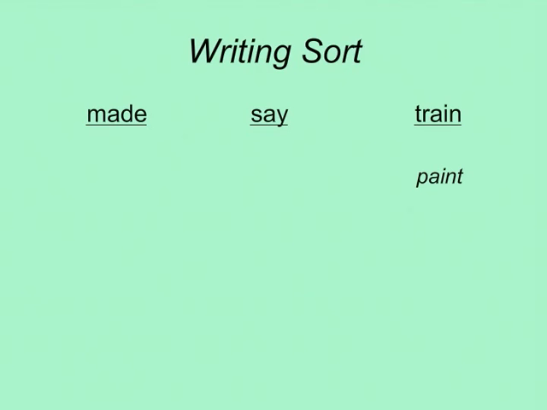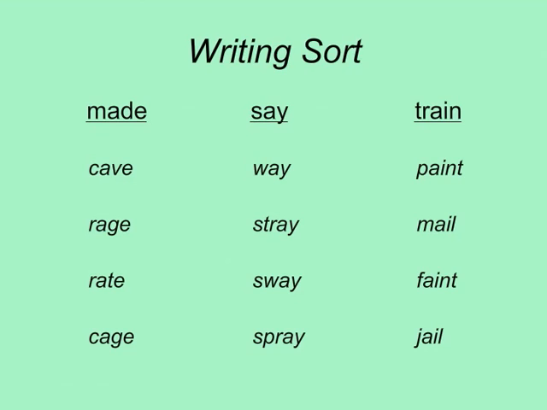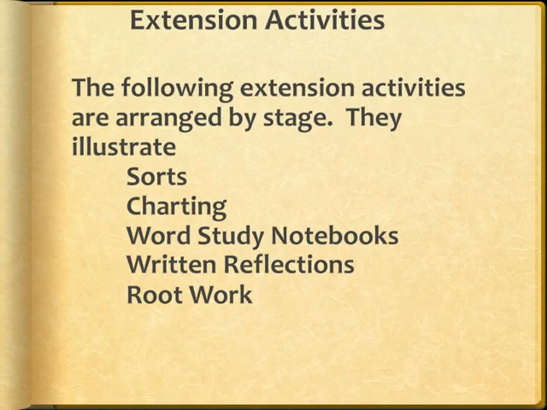You can see that the word paint would fit under train. Rage, consonant, vowel, consonant, E, under made. And we would continue in this way through the rest of the sort. This could be a demonstration, but this could also be a part of their end of the week spell check. The following activities are arranged by stage, and they illustrate sorts and charting in notebooks, written reflections, and root work.